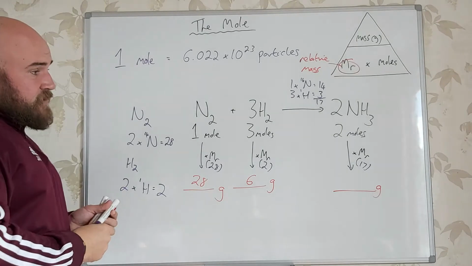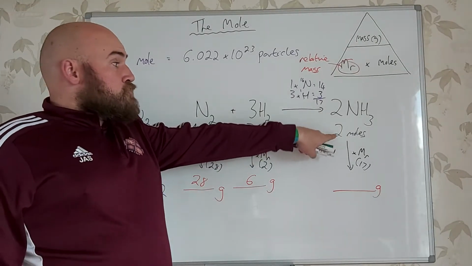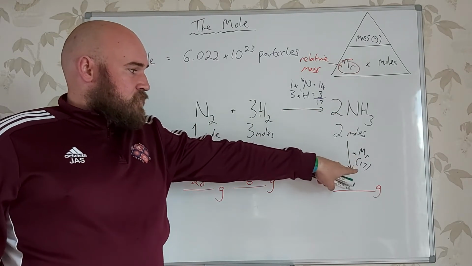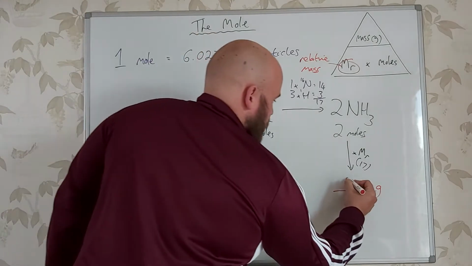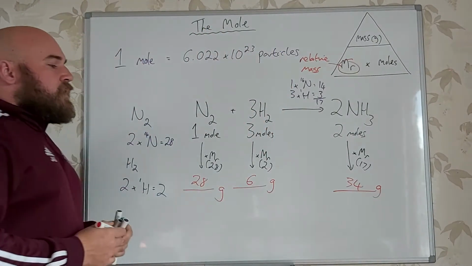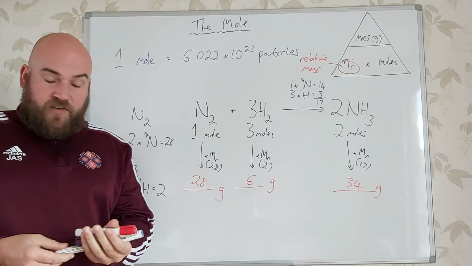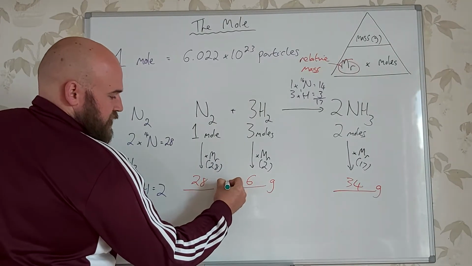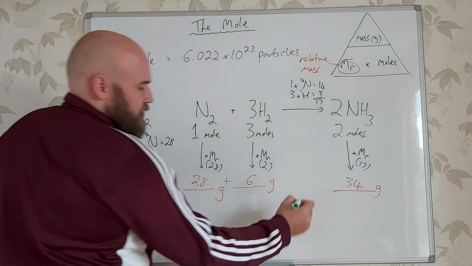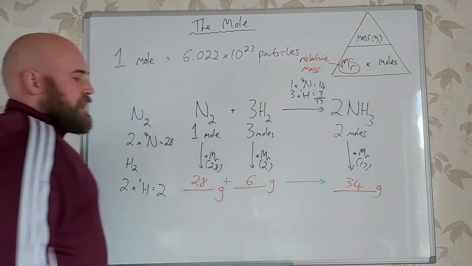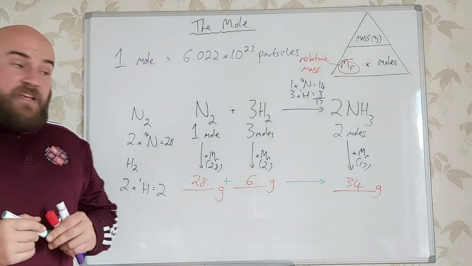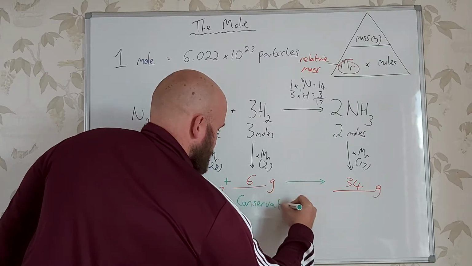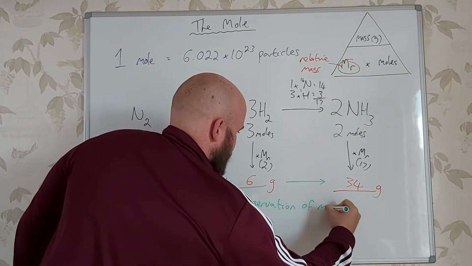And then I can do my calculation. So if I should get 2 moles of ammonia, I should get 2 times the MR, which is 17. So that equals 34 grams. And those that are super observant out there will hopefully have noticed something. That you notice that 28 grams of nitrogen plus 6 grams of hydrogen will equal 34 grams of product. This proves, again, in a chemical reaction, the conservation of mass.